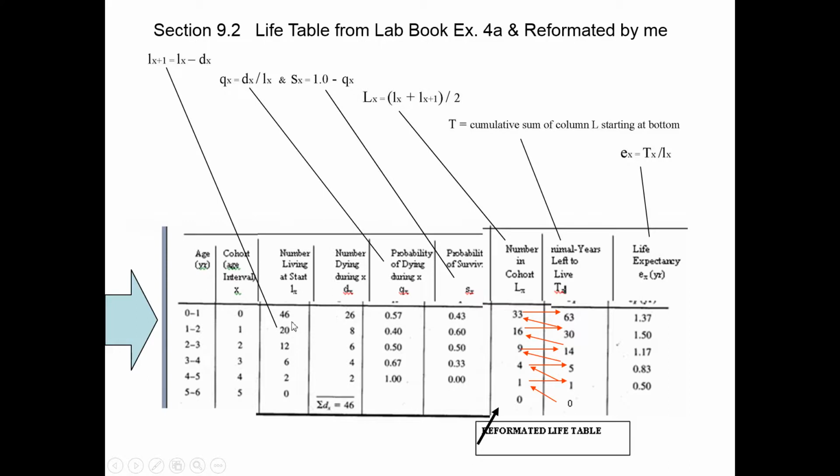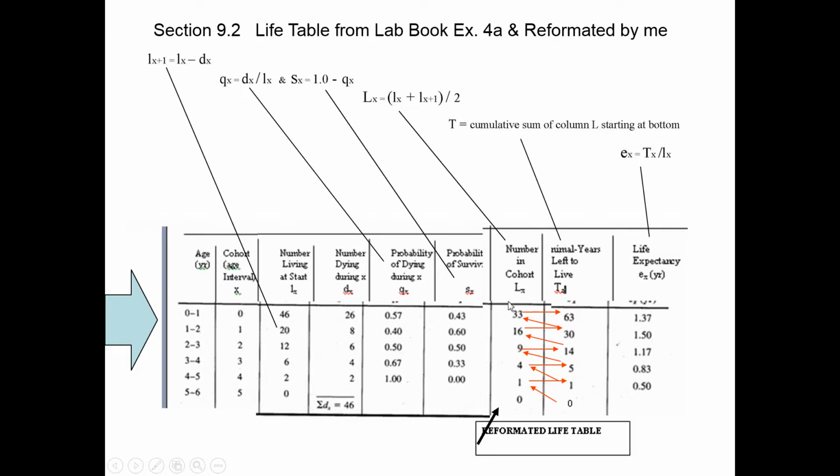Let's look at a couple of the math formulas. We see that q sub x is merely the d sub x, the number that died, over the number that were alive at the start. So we have 26 divided by 46, which is equal to 0.57. Simply the division of the d sub x over the l sub x gives you 0.57. Now, you need to know that your q sub x plus the lowercase s sub x, the probability of dying plus the probability of surviving, is the same as a heads or tails flip of a coin. They've got to add to 1. So if the probability of dying was 0.57, we simply subtract that from 1, as you see in the formula here, and 1 minus 0.57 gives you 0.43.